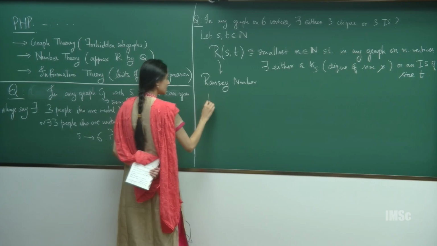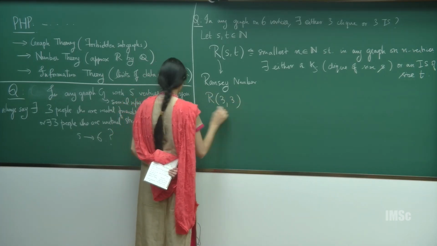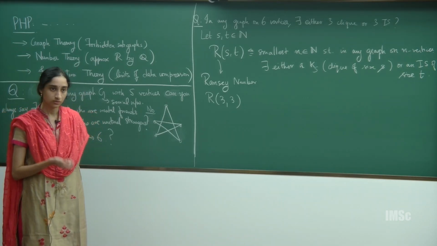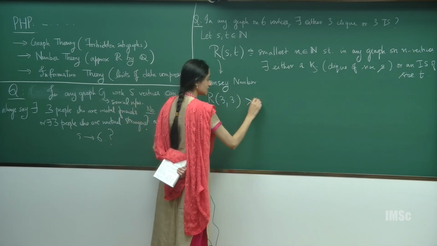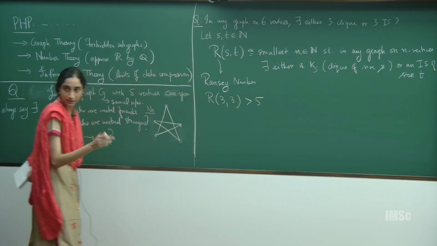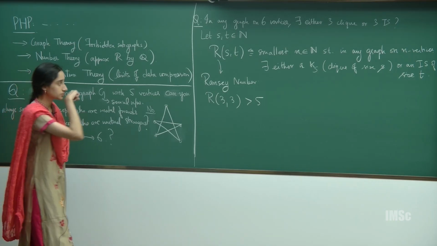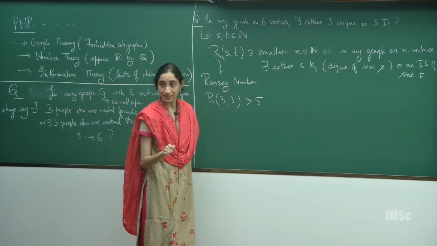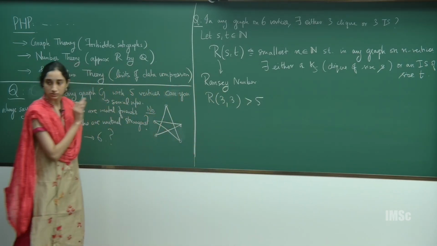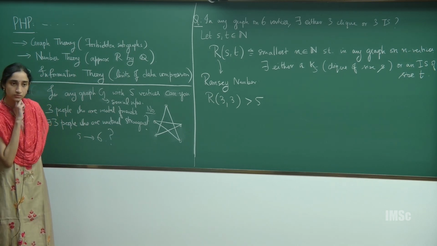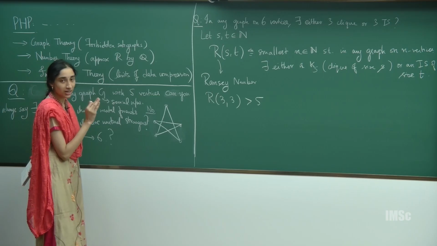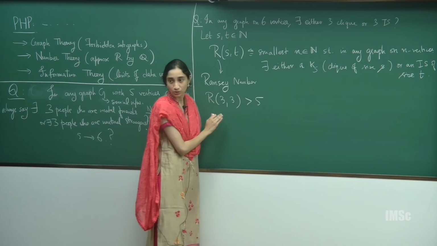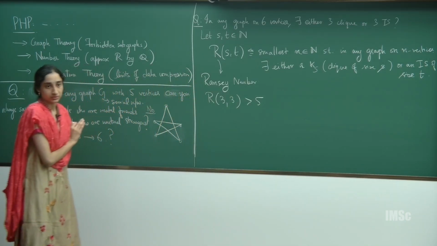So what have we shown here? We've shown that R(3,3) is greater than 5. Is that okay? Because we have said that the smallest number where there is either a 3-clique or a 3-independent set cannot be 5. So what we have shown is a lower bound on R(3,3). This just says it cannot be 5. It does not say what is the actual value of R(3,3). It has to be greater than 5.